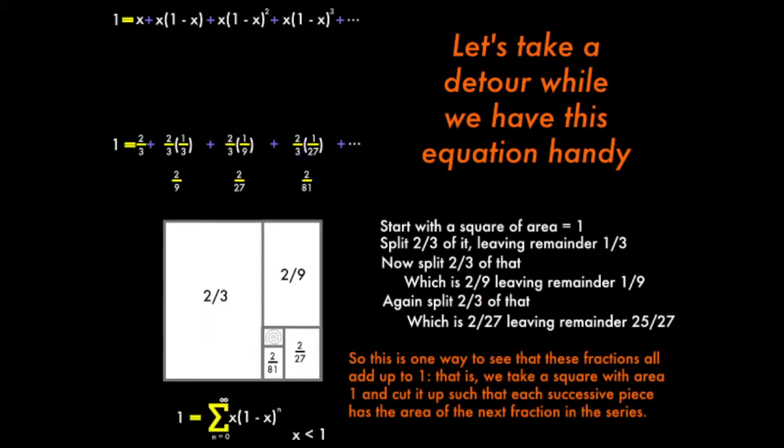What did we do? We took a square of area 1 and we cut 2/3 of it. Then we took the remainder and cut 2/3 of that, and then the remainder, 2/3 of that, and the remainder, 2/3 of that. So this is one way to see that those fractions all add up to 1. That is, we take a square with area 1 and cut it up such that each successive piece has the area of the next fraction in the series. And that way we see that this finite square is made up of the infinite series of all these pieces. You can see the sigma notation down below the square representing the series. And that's that for the two-dimensional case.